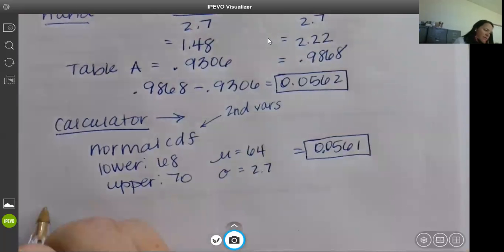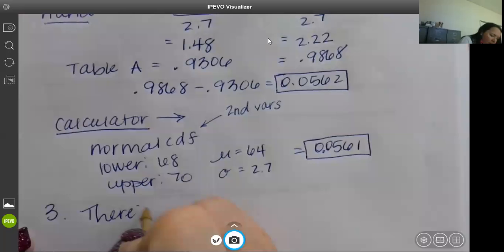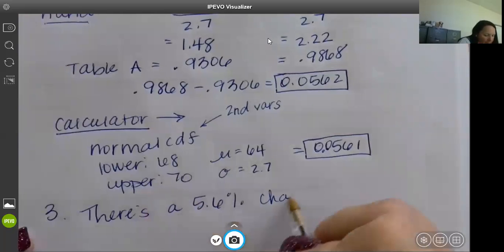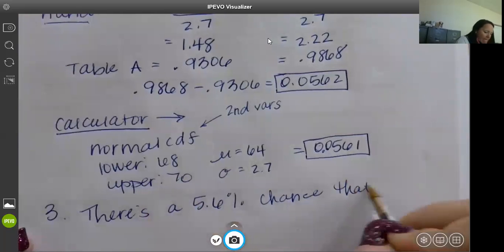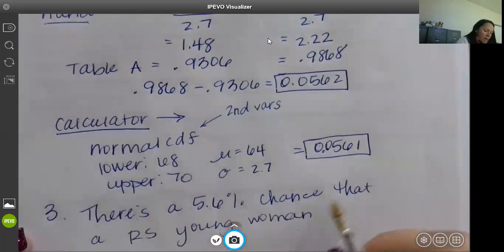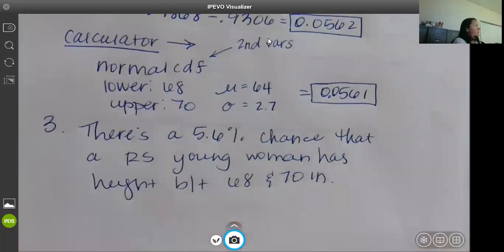So then part 3 says, what's the probability that a randomly chosen woman has a height between 68 and 70? You have to write it out. There's a 5.6% chance that a randomly selected, in context of the problem, young woman has height between 68 and 70 inches. And then one more little paragraph and we're done.